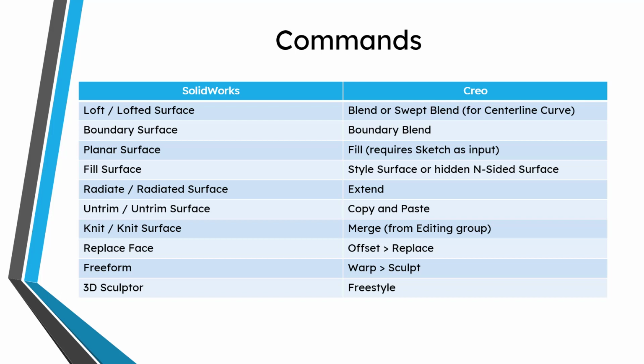A radiate or radiated surface in SolidWorks is created through an editing command in Creo Parametric called the extend command, and some other different editing commands that you have in Creo Parametric. Copy and paste is used for the untrim or untrim surface command in SolidWorks. Where you knit or create a knit surface in SolidWorks, that is from the merge command in Creo Parametric. And be aware that's the merge command from the editing group. There is another command called merge inheritance that's used for data sharing.